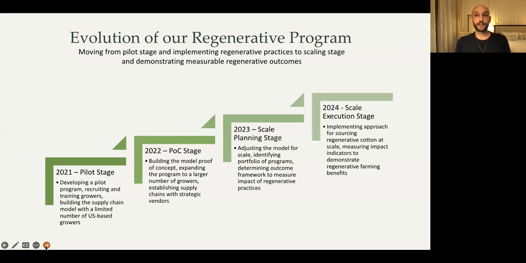In joining the other brands and Textile Exchange in the outcome framework report, we also wanted to take all of these learnings so that we could plan how the next phases are going to look, making sure we're able to have measurable impact from the practices we have been implementing for the past 3 years. Moving on to 2024, we're hoping to scale our regenerative agricultural programs and implement an approach where we will be able to source cotton from regenerative sources on a much larger scale and demonstrate, as I said at the beginning, those regenerative farming benefits. So very excited to look at the next stage for J. Crew Group.